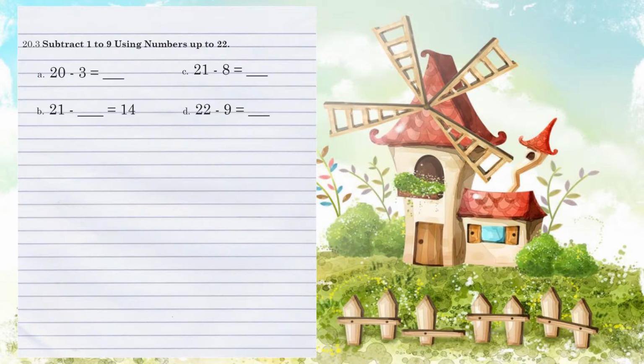20.3. Subtract 1 to 9 using numbers up to 22. Example A. 20 minus 3. Let's again look at that borrowing technique. If we look at the ones position, we can't take 3 away from nothing. So we have to go over to the tens position and we have to borrow 1 whole and make it a 1. Well, that 10 is going to get added to the ones column.